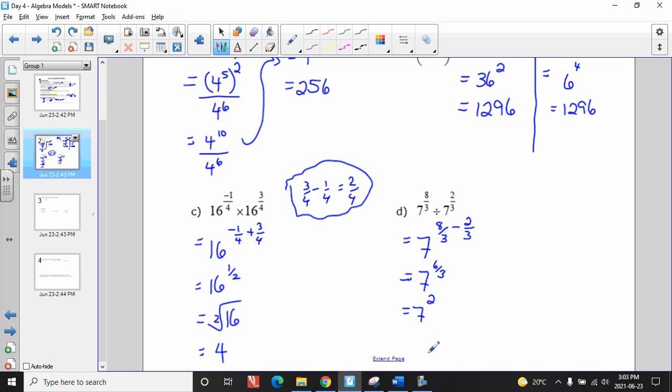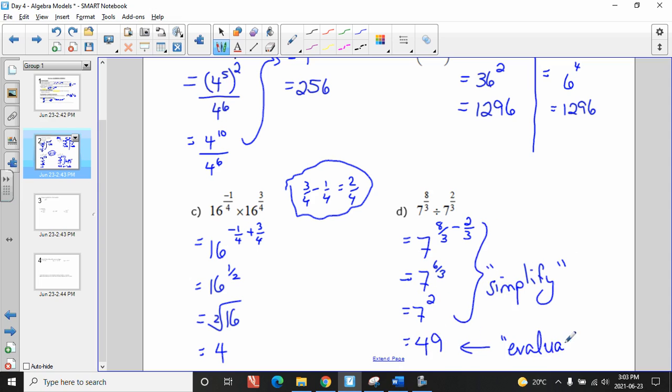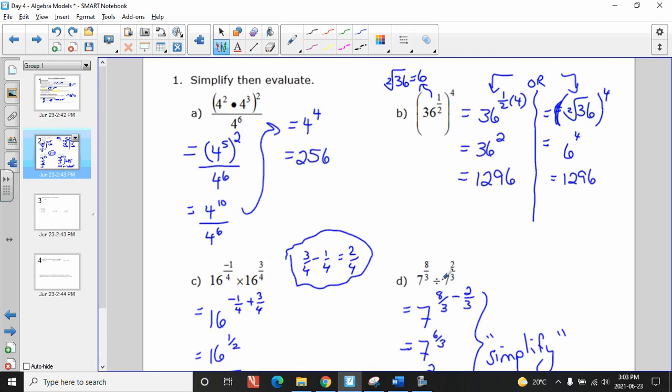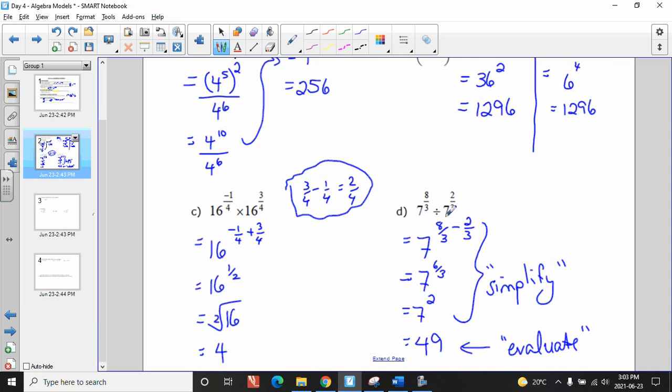So with all of it simplifying, again, I don't really need a calculator. I know that 7 squared is 49. And so all of this stuff is simplifying, making the powers look nicer. And this last step is the evaluate step. Okay, so with that original instruction, simplify then evaluate, I do expect that there is process shown, the exponent rule being shown.